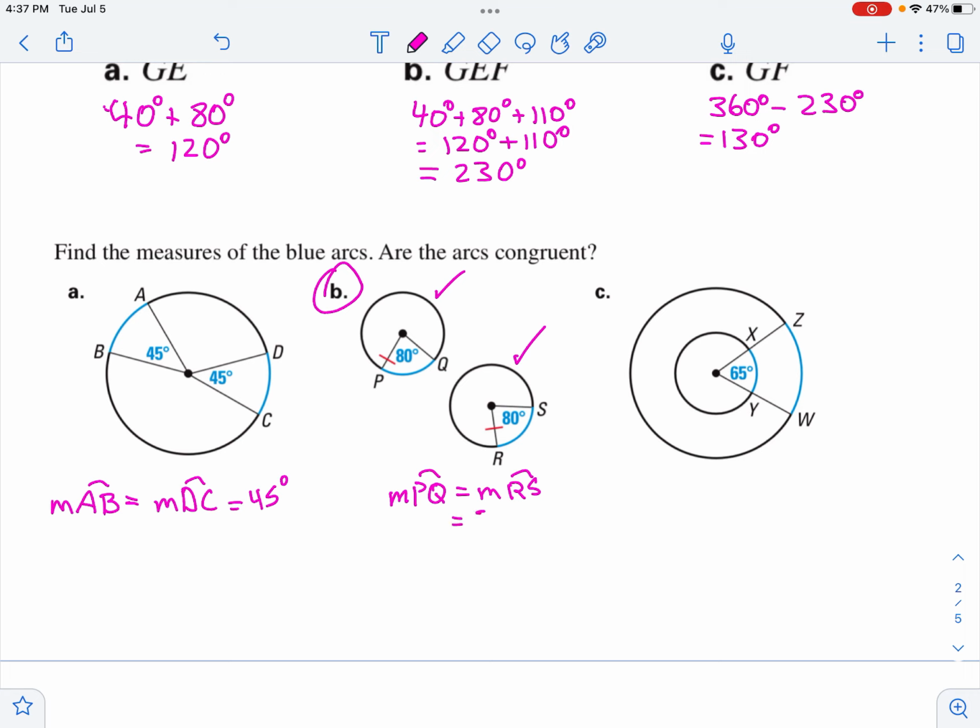They both are equal to 80 degrees, so we would say, okay, PQ is congruent to RS because they're not from the same circle, but they are from congruent circles.